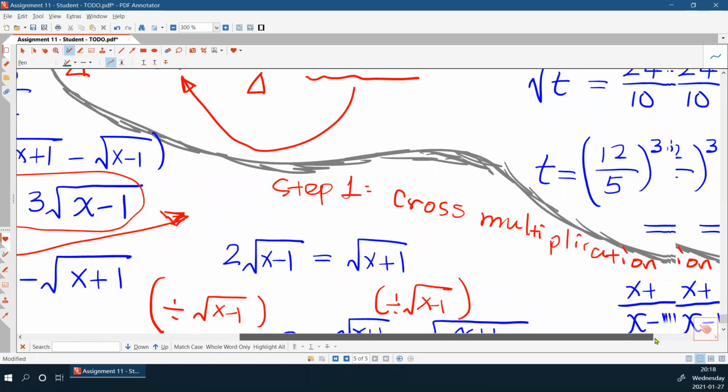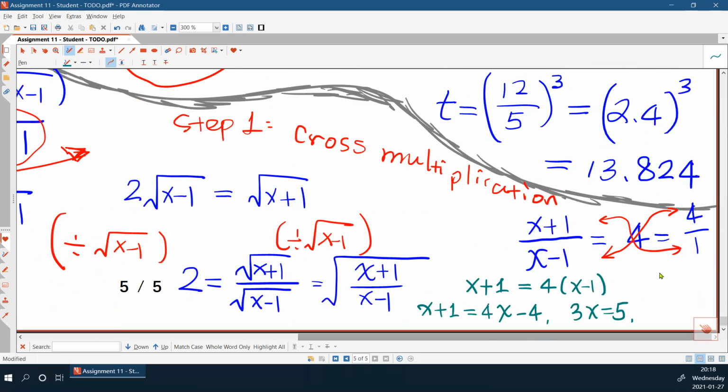So what is x here? Of course, x is 5 over 3, right? This is our final solution. Any questions?